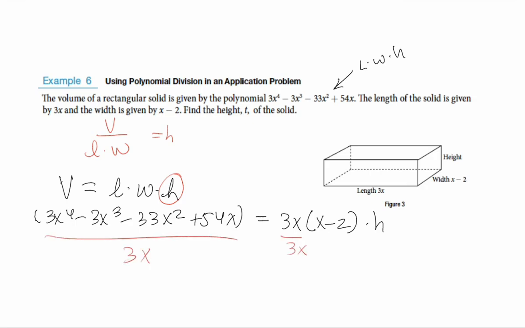Now here's why. To divide both sides by 3x, since this is what's called a monomial, one term, you can just divide a 3x into all of those pieces. They're all divisible by 3x, yes.